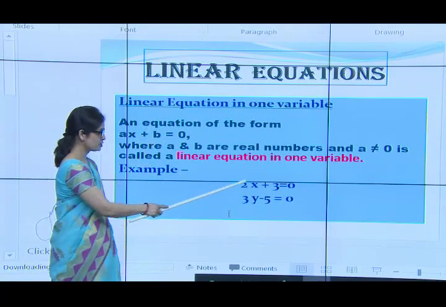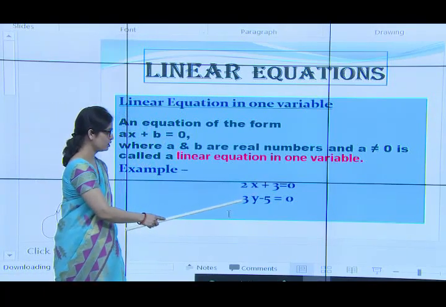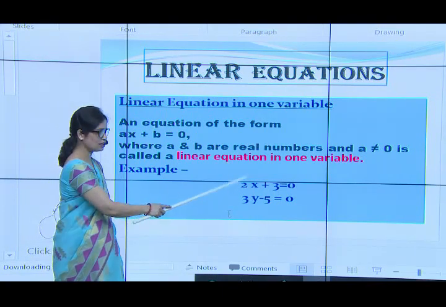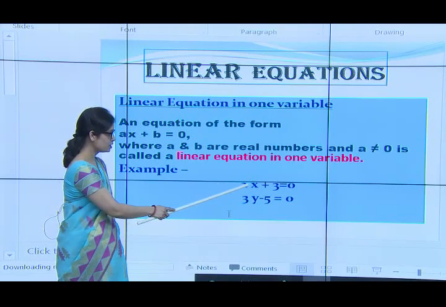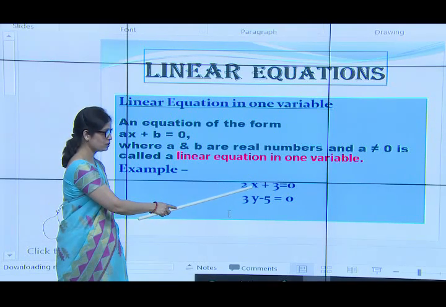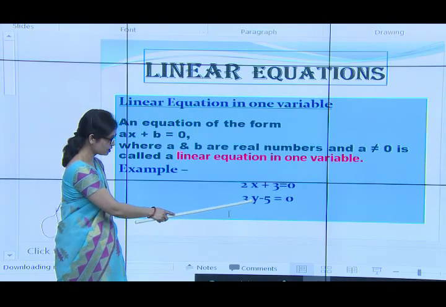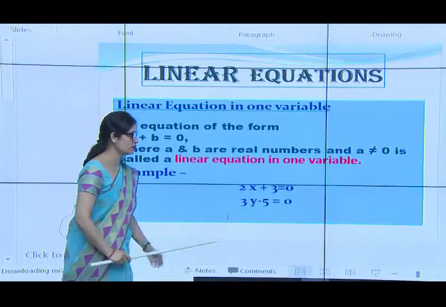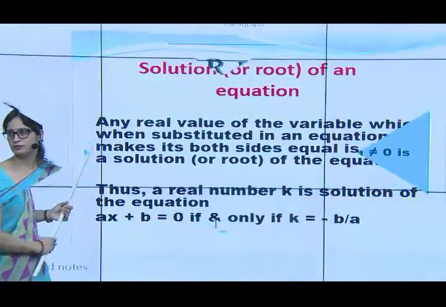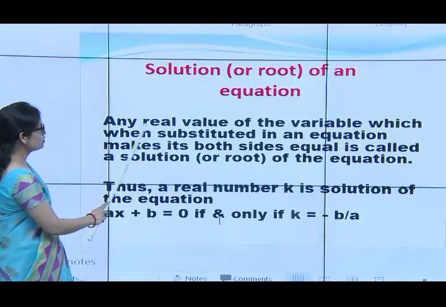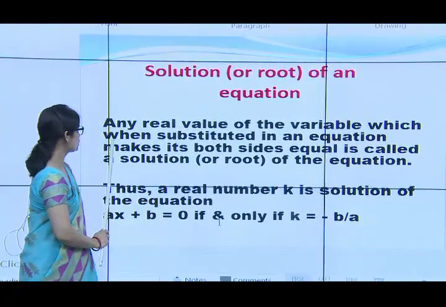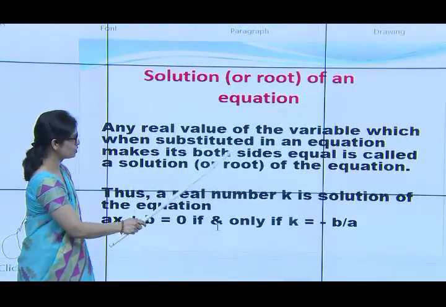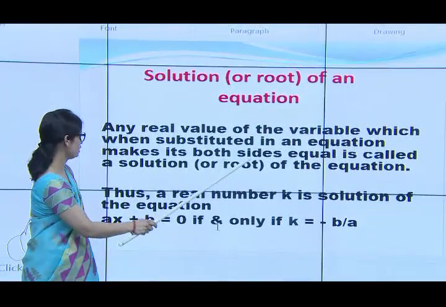Now if we consider a few examples, 2x plus 3 is equal to 0 and 3y minus 5 is equal to 0. In these examples, both equations contain only one variable, as the first one contains only one variable x and the second equation contains one variable y. So these are examples of the linear equation in one variable. Hence, any real value of the variable which, when substituted in an equation, makes both its sides equal is called a solution of the equation.